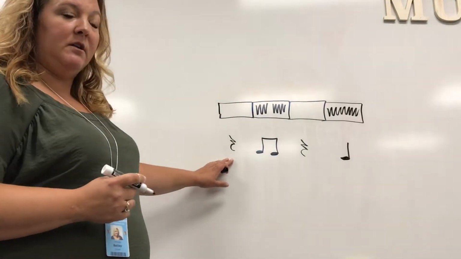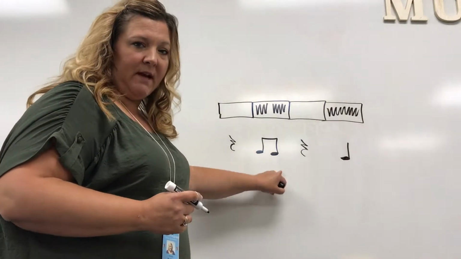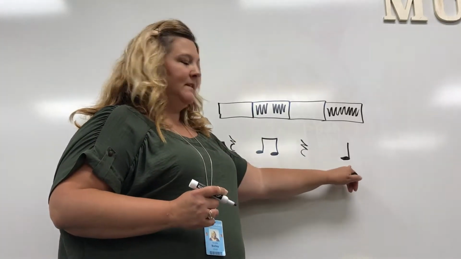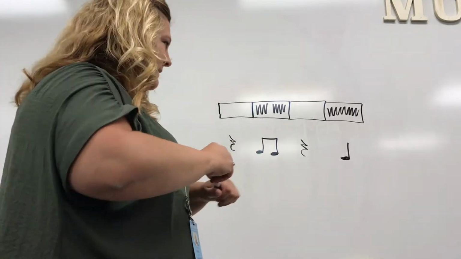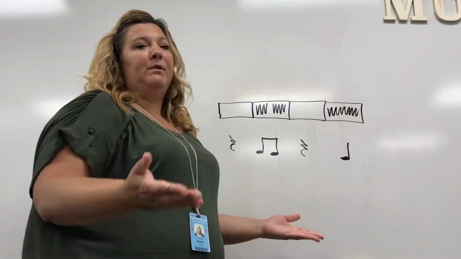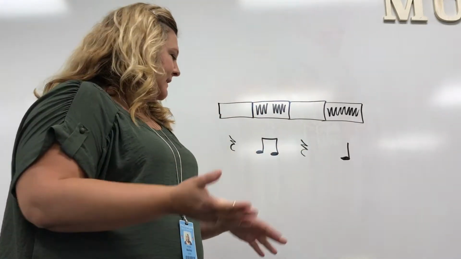So this is what color? Blue. This is yellow, 2 sounds, 2 notes per beat, blue. And then this one was red. So let's clap that together. 1, 2, ready, and blue, yellow, blue, red. Okay, that is how you do that.